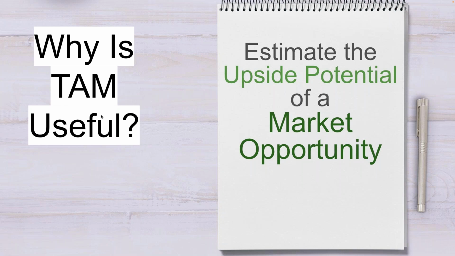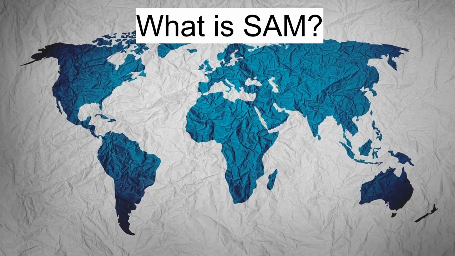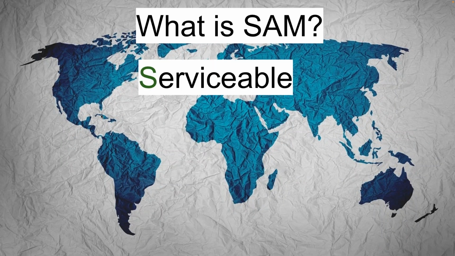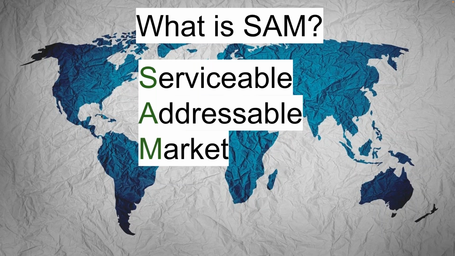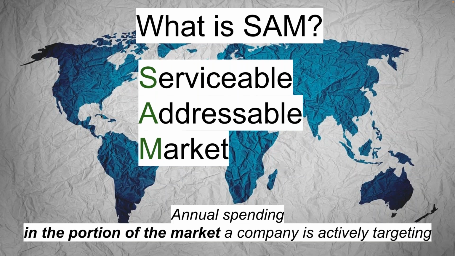But before we do that, I want to introduce another acronym that's also useful for this analysis, and that is called a company's SAM, S-A-M. Now, SAM is very similar to TAM, except the S stands for serviceable addressable market. And this is the annual revenue opportunity in the portion of a market that a company is actively targeting. It's a finer distinction than a company's TAM.